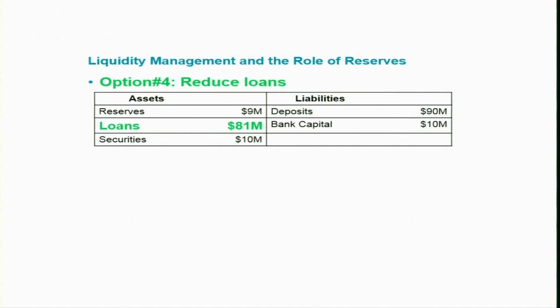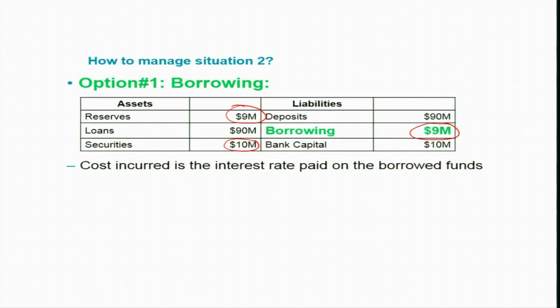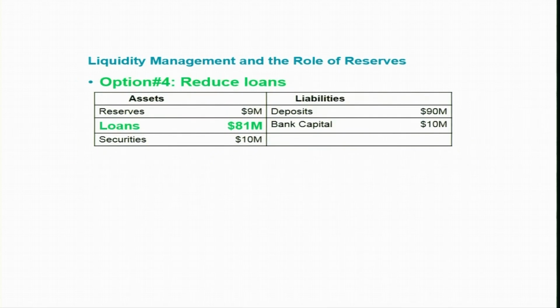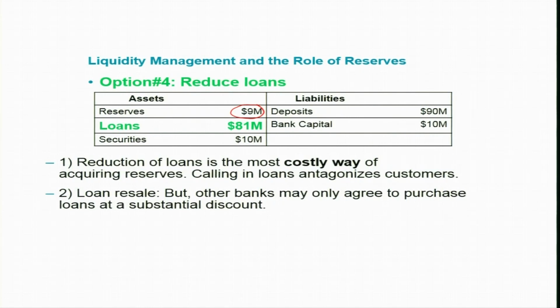And the fourth option: initially we have seen that this bank is having 90 million as the loan on their asset side. Now, in order to get this 9 million, one option is that the bank can call back 9 million from their loan portfolio. That is one option. However, that is not so easy.